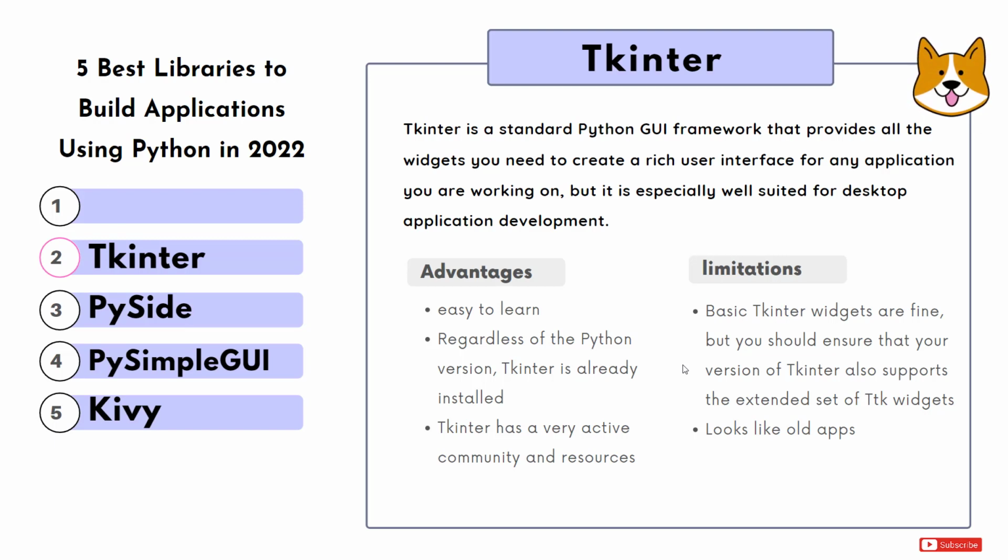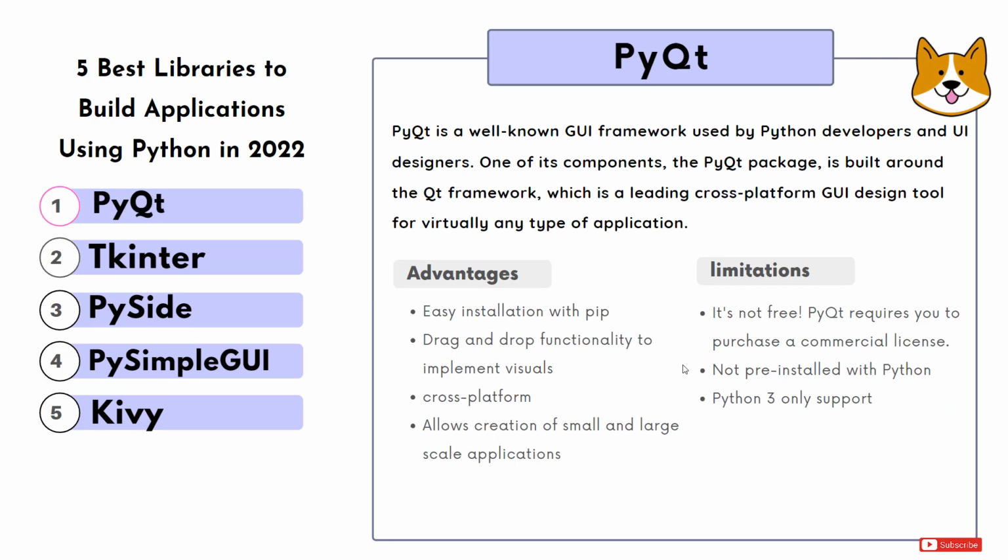Well, here we have the final top 1 GUI framework, which is PyQt. PyQt is a well-known GUI framework, and it is used by Python developers and UI designers. One of its components, the PyQt package, is built around the Qt framework, which is a leading cross-platform GUI design tool for virtually any type of application. Okay, I know what you guys are thinking right now. What is this Qt framework in PyQt?